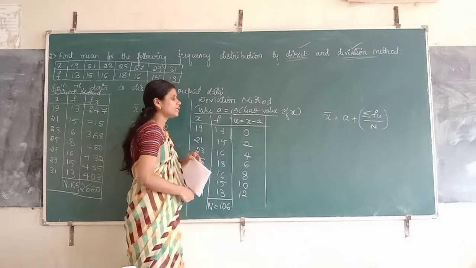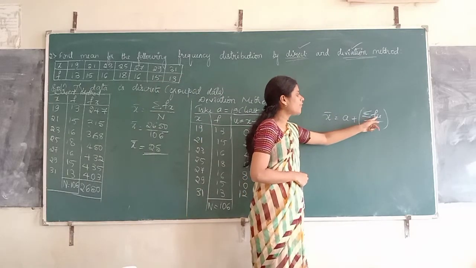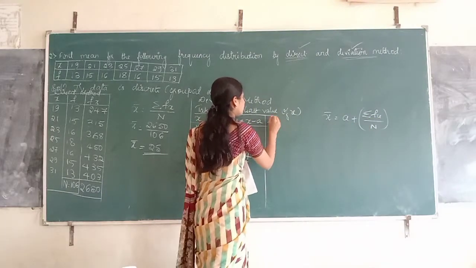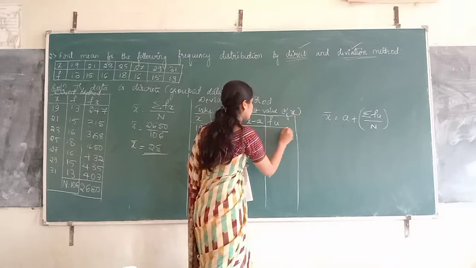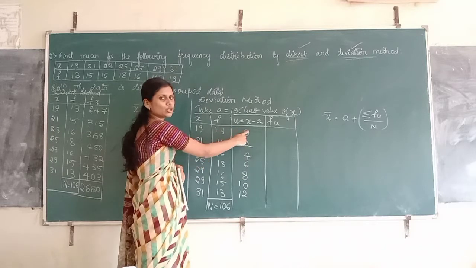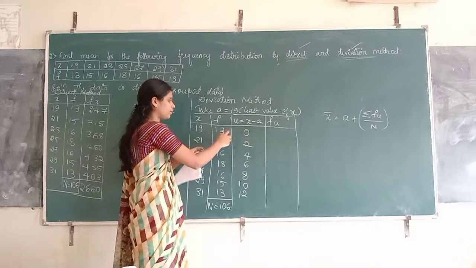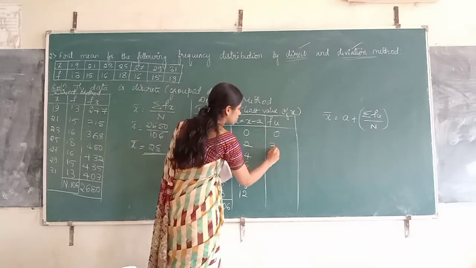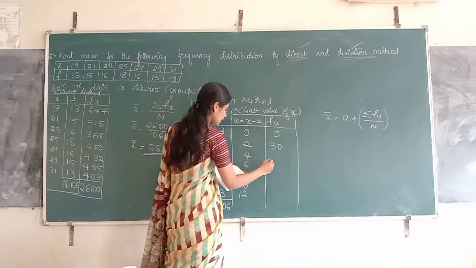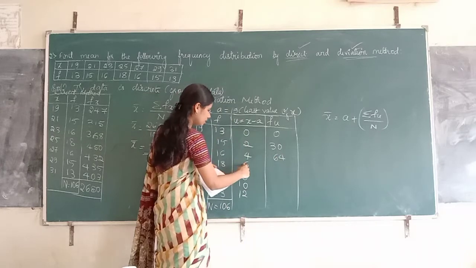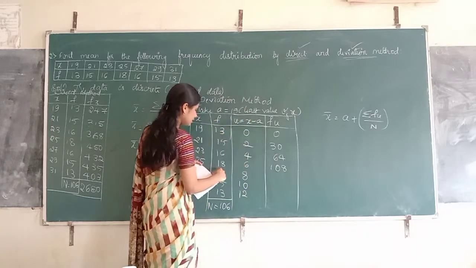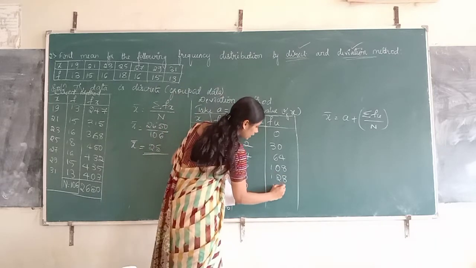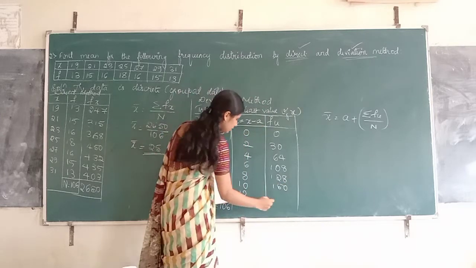So this is u. After this, what should we do? In the formula you need fu. Fu means f into u. So the next column will be fu. That means you are going to multiply the f column with the u column. So 13 into 0 it is 0. 15 into 2 it is 30. Next 16 into 4 it is 64. 18 into 6 it is 108. Then 16 into 8 it is 128. 15 into 10, 150. 13 into 12 it is 156.